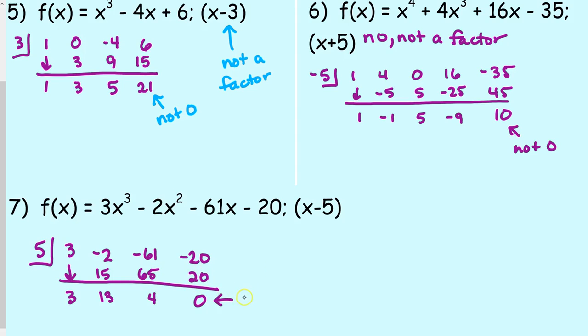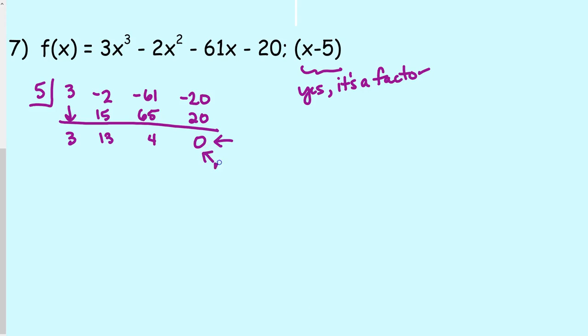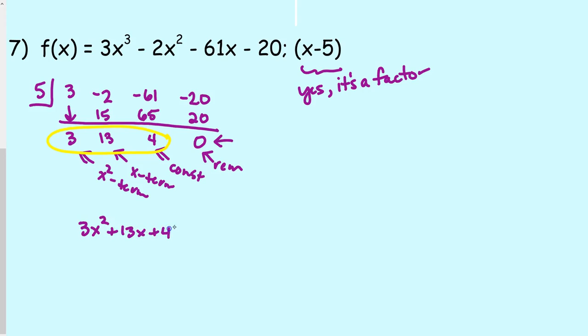Okay, the remainder is 0, so that means we do have a factor. So x minus 5 is a factor. And here's the bonus information. Remember how these numbers at the bottom represent your remainder, your constant, your x term coefficient, and your x squared term coefficient? Well, if x minus 5 is a factor, then you have another factor here. You have 3x squared plus 13x plus 4 is also a factor of the original f of x.